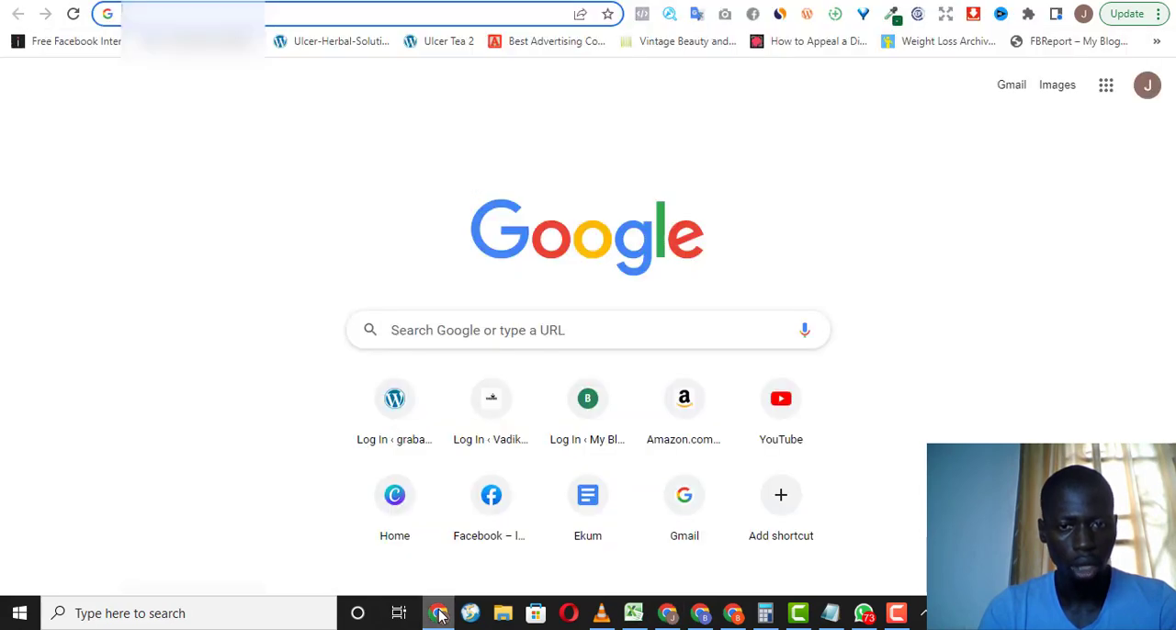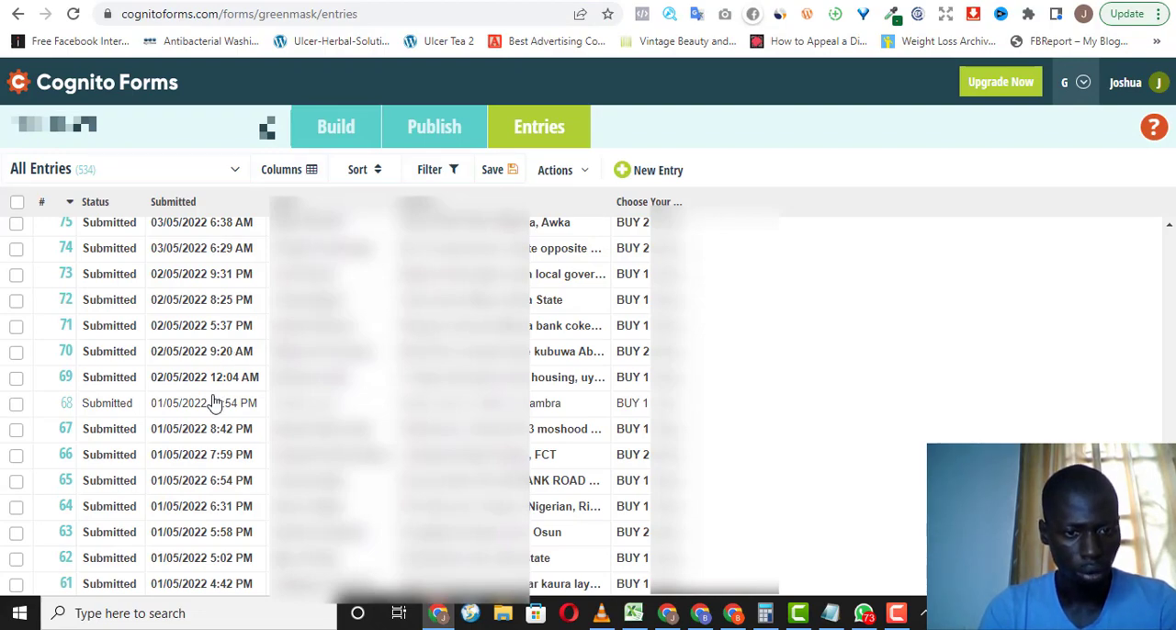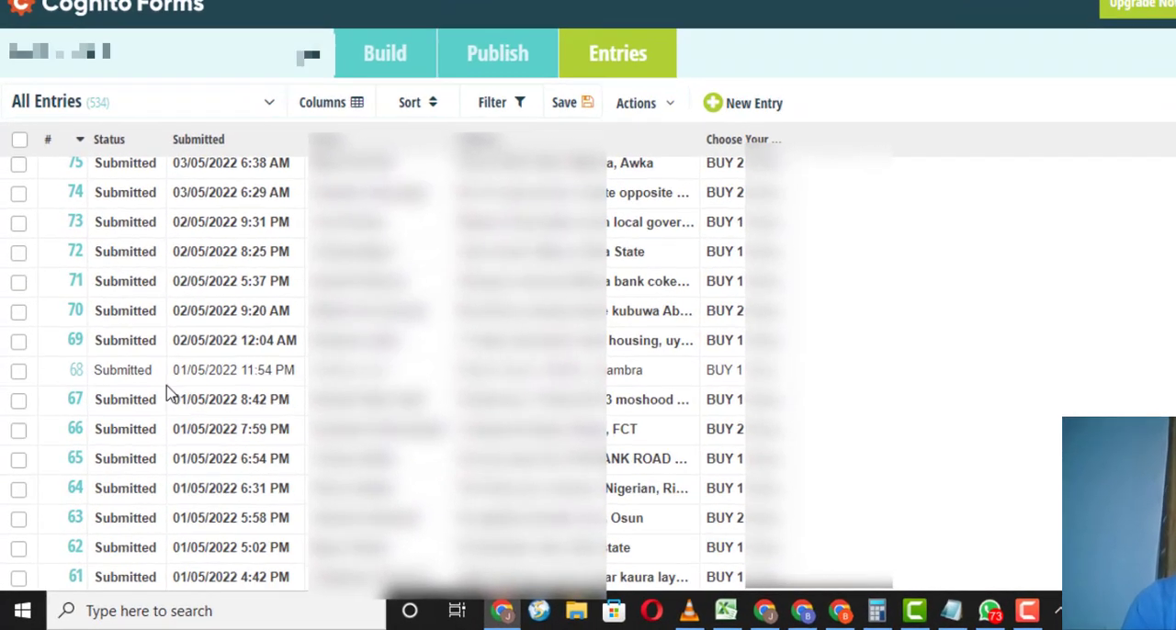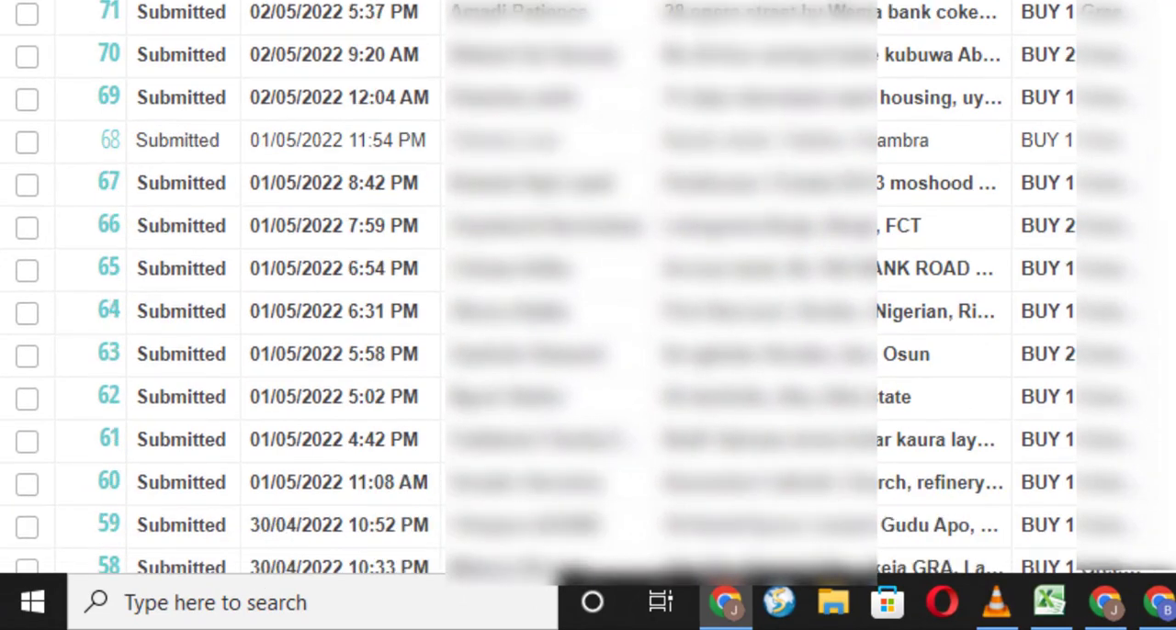I'm going to show you the other forms so that you can also see it for yourself. Okay, so if you look through these other forms, you're going to see that the date here is from 1st. Actually, this order started coming before the 1st of May. We started delivering this product, or we started running the campaigns, before 1st of May.